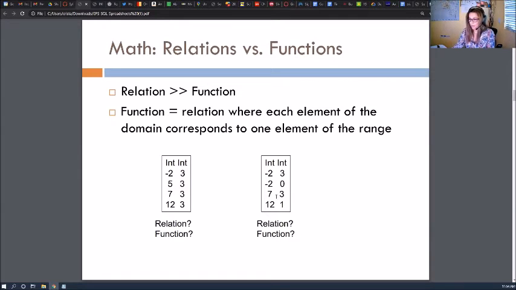So, for example, in here, you see that the number -2 relates to 3, and it also relates to 0, and that's perfectly fine. It's a relation. This is not a function. So you would not be able to define a function that has this behavior. This is a relation on the left. This is a relation and a function. All of the inputs happen to map to the same output, and that's okay. That's a function. It's also a relation, right?